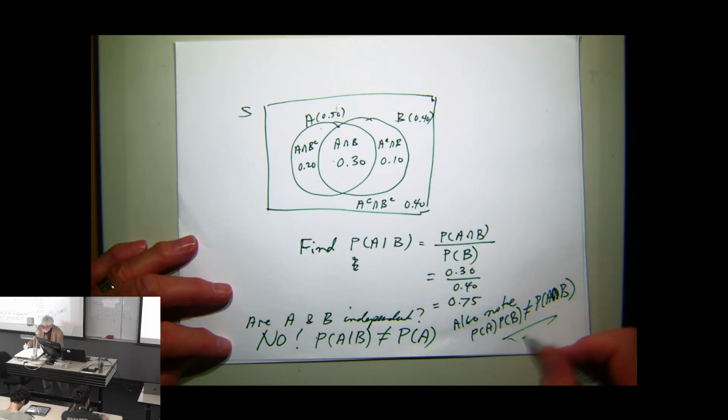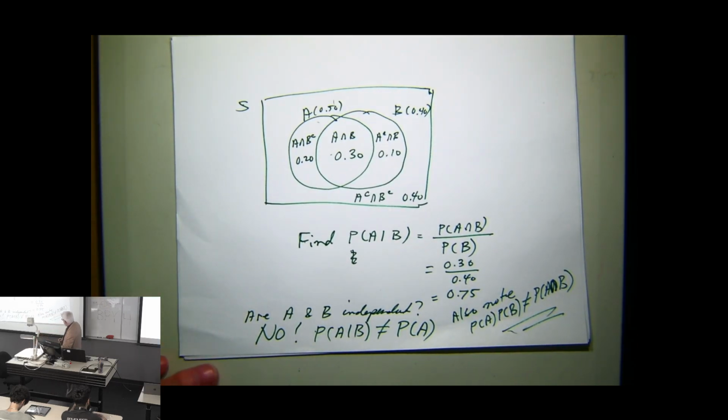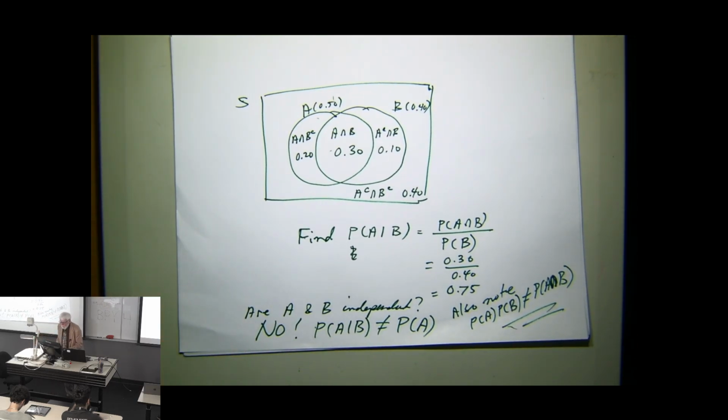Okay. So again, that's another way of testing. And we have many ways of testing for independence. If one of them shows that A and B are independent, they all will show that A and B are independent. Any questions on that so far?